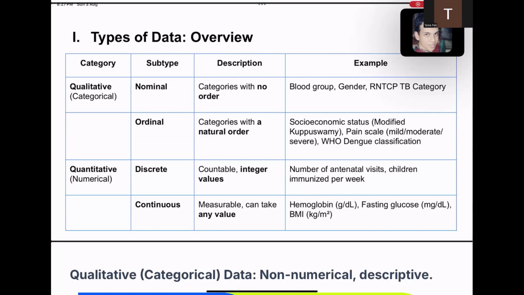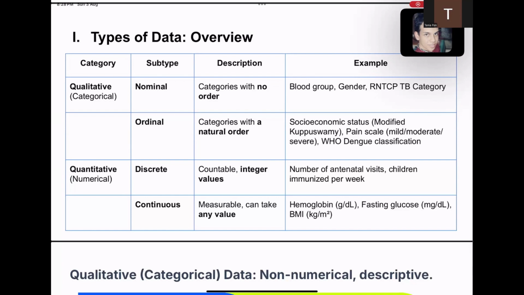Next comes ordinal data. Ordinal data have categories with a natural order. If you have seen an admitted hospital patient, they will have to mark when they're getting admitted what their pain score is, whether it is mild, moderate, or severe, right? So that has a natural order. Moderate will always be higher than mild, and severe would always be higher than moderate. Hence, this is called ordinal data, and these can be arranged in order, right?